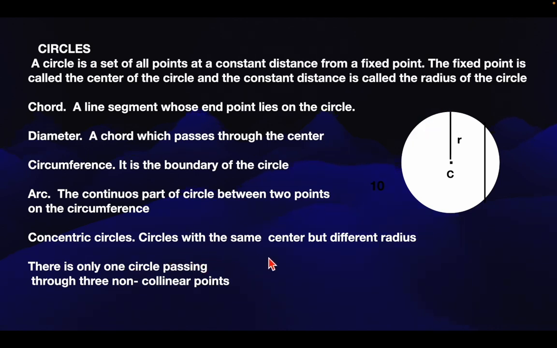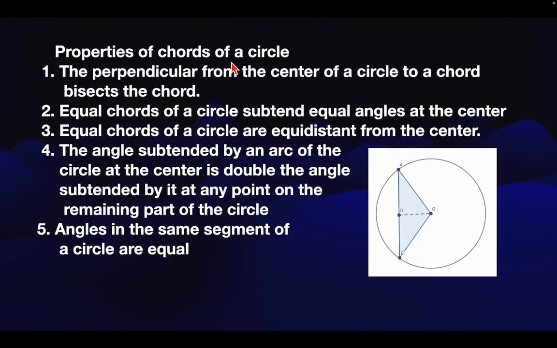Concentric circles are circles with the same center but different radius. So you can draw many circles with this center. They are all concentric circles. There is only one circle passing through 3 non-collinear points. Non-collinear points will not lie on the same line, and we can draw a circle which passes through these 3 points.